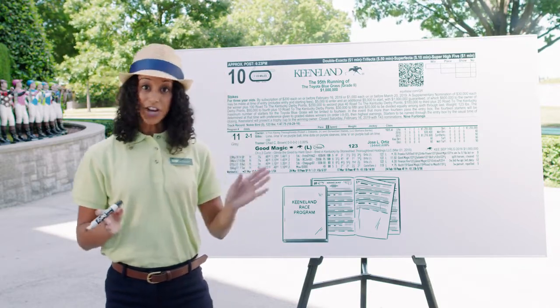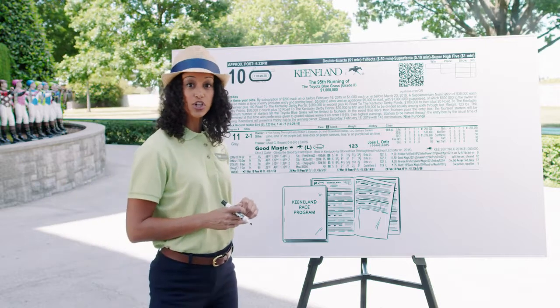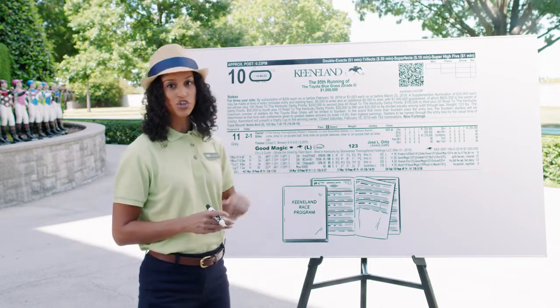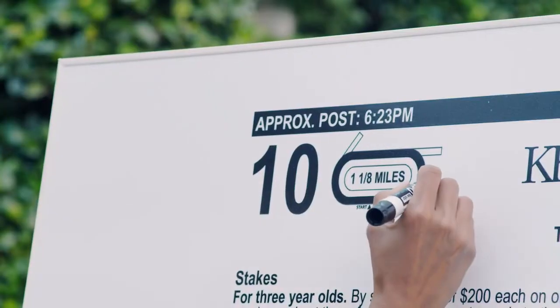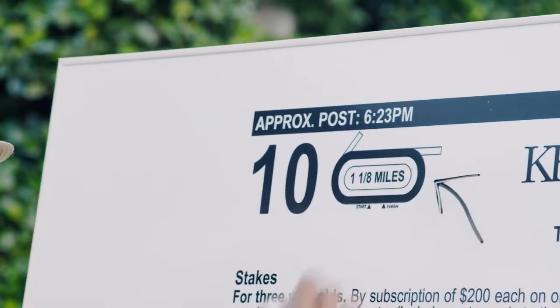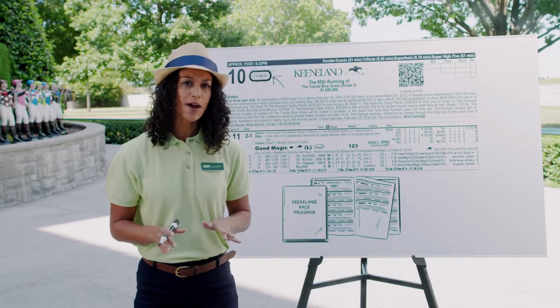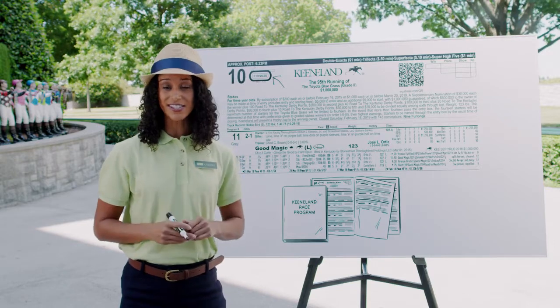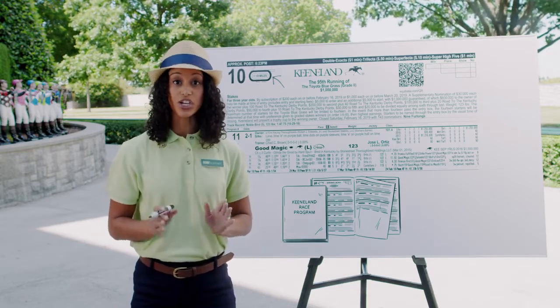Okay, so the first thing you'll do is open the program to the race you want to bet on. At the top of the page, you'll see a diagram which shows the distance of the race and which track it's being run on. This will be important information to keep in mind. There's a lot of information about each horse, but to simplify things, let's break it down into 3 chunks.